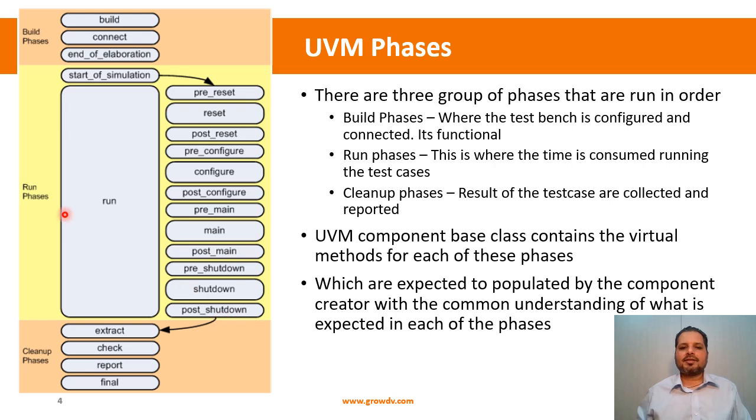These subphases of the run phase actually run parallel to the run phase. So all these tasks are ordered in a way that they run parallel to the run task. In each of these tasks, you can again be raising and dropping objections, and based on that it moves from one subphase to another. For example, when I drop all the objections of pre-reset, it moves to reset. I drop all objections in reset, it goes to post reset, and so on and so forth. We will look briefly at what needs to be done in each of these subphases.